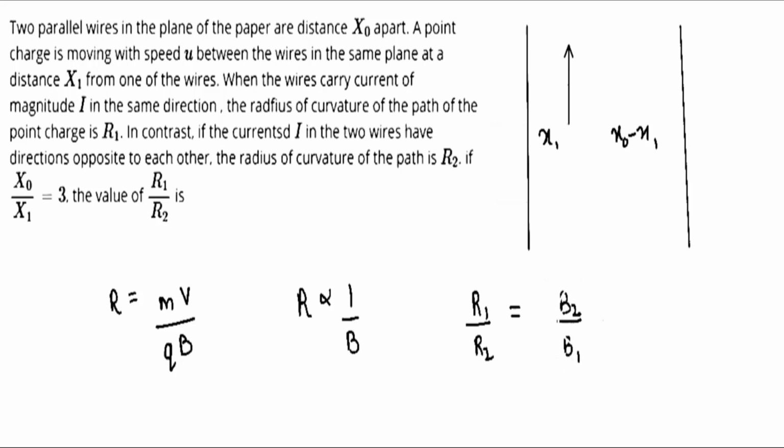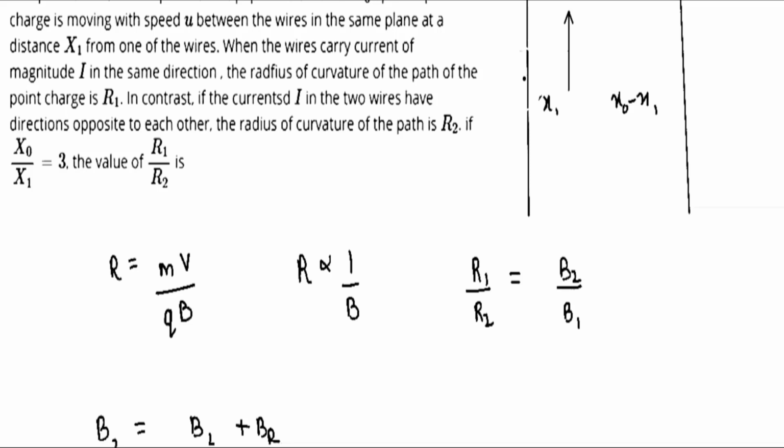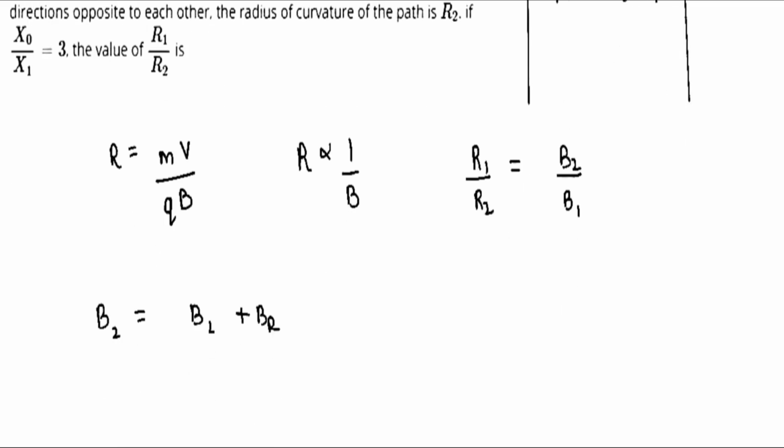Now in B2, the direction of the current is opposite. Here the direction of current is like this, and here it is like this. So what will happen in this situation? The magnetic field B2 would be the magnetic field due to the left wire plus the magnetic field due to the right wire. The direction of the magnetic field would be the same when the direction of the current is opposite. For example, here it is upward, here it is downward, so the magnetic field would be downward into the plane of the paper.